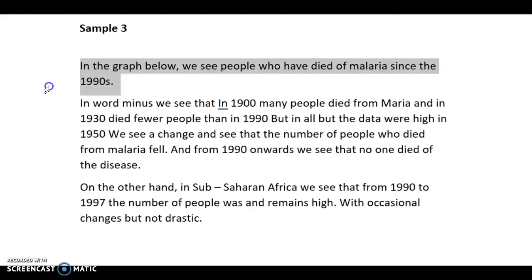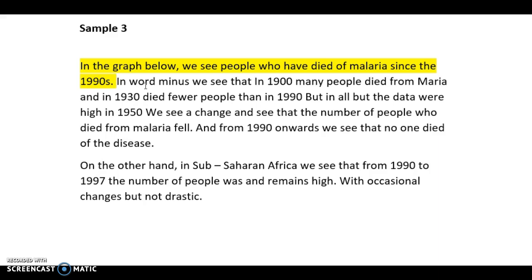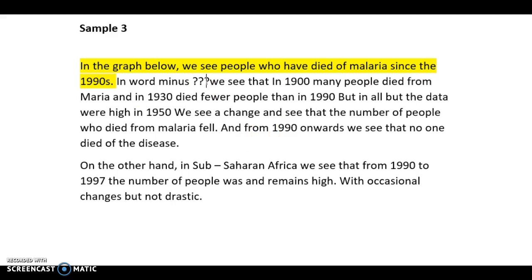But we look here and what do we see? We have that introduction. We see people have died of malaria since the 1900s. Very nice. What did this person do? They didn't just copy, but they made the jump. In the world minus what? So here we're missing some information. Not clear. We see that in 1900 many people died from malaria, and in fewer people.